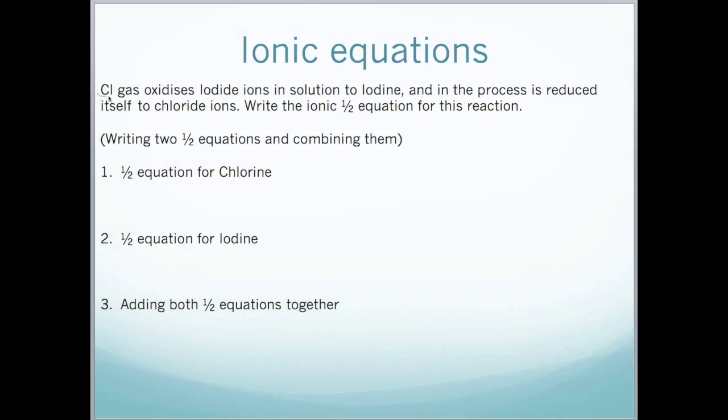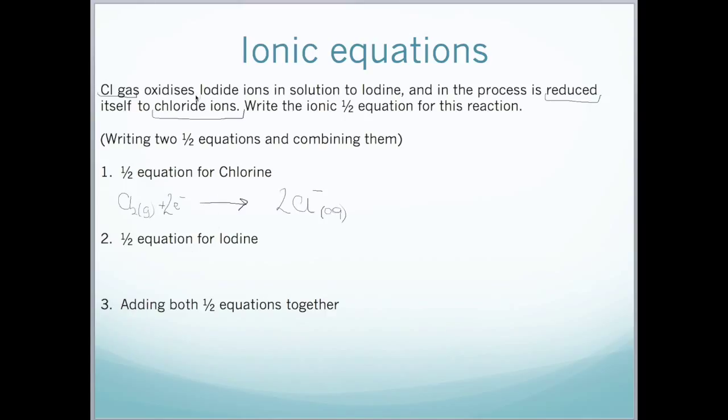We are told here that chlorine gas is itself reduced to chloride ions. We are already told that it's reduction, and if we remember from the previous page, when we have a reduction we have to include the electrons on the left, so the electrons will be going here. But it doesn't balance yet because we have two chlorines here and only one here, which means we need to include two electrons here, and we need to make sure we have two chloride ions on the right. So this is the balanced half equation for chlorine.